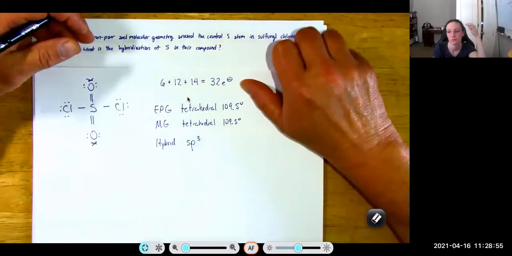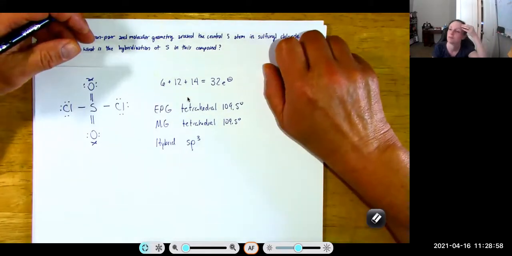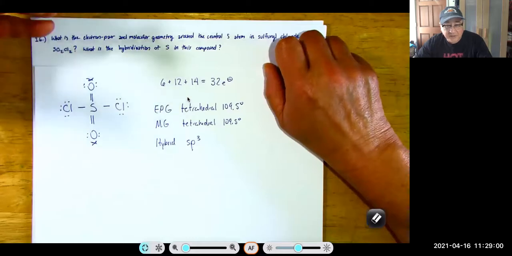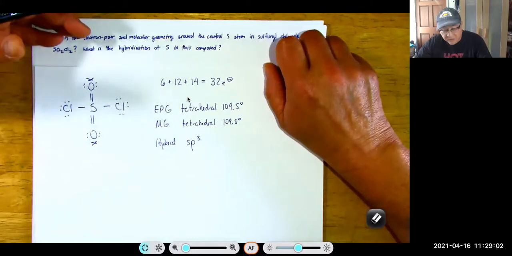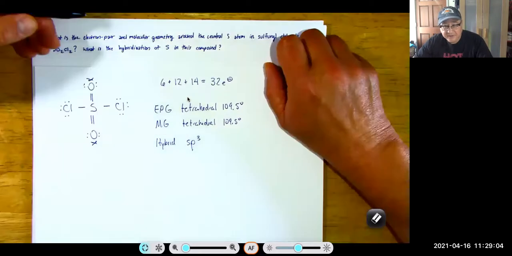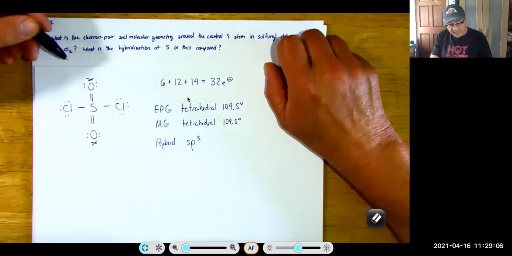What do you mean? Well, you can get geometries from hybridization. What do we expect the hybridization to result in? What geometry? Tetrahedral. Tetrahedral still. Okay.